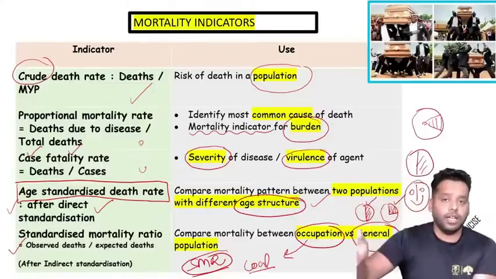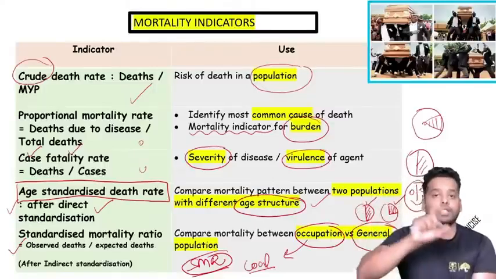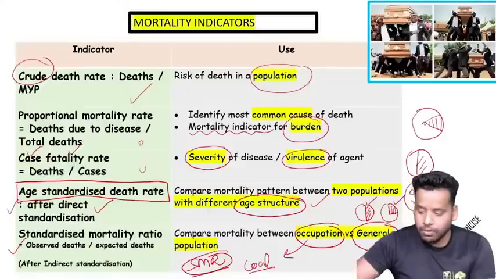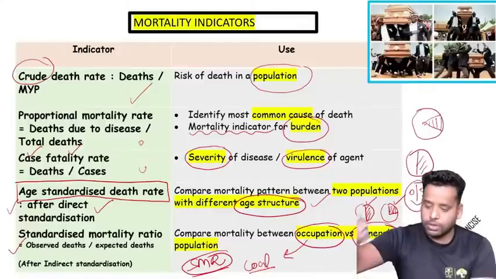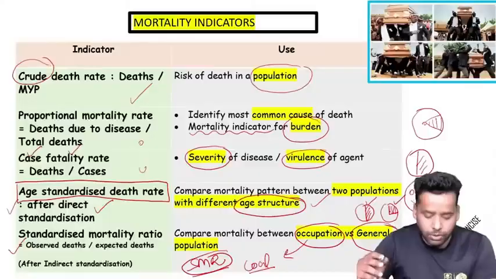What is that mortality ratio called? Standardized mortality ratio. Repeat my words. I want everyone to type it in short. SMR. Standardized mortality ratio.